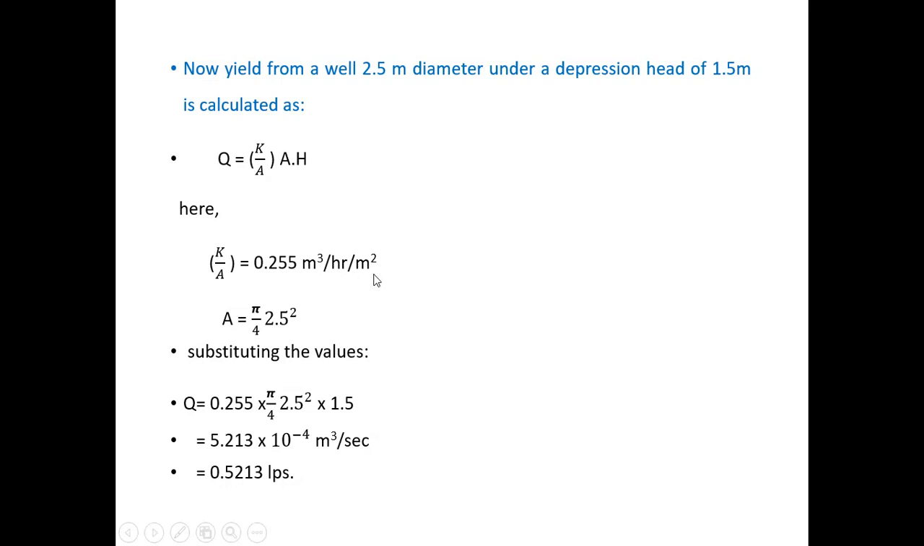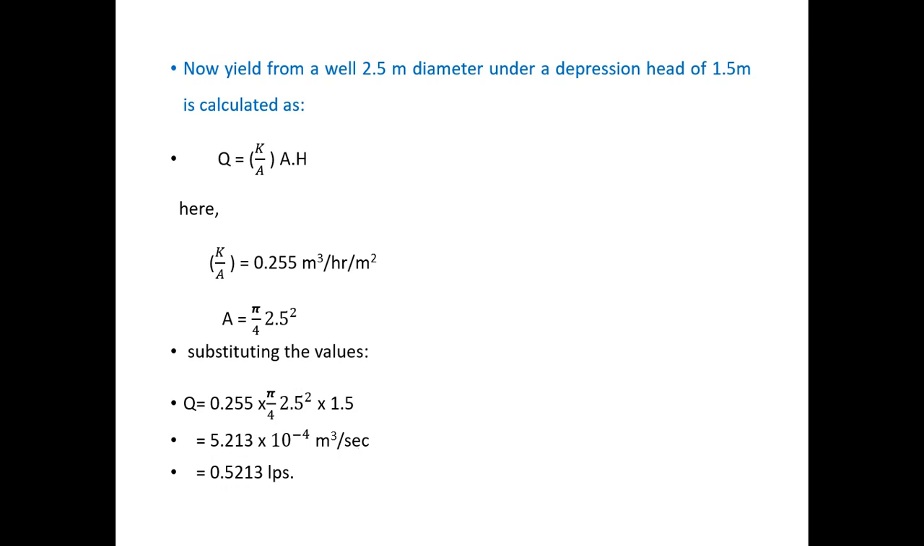0.255 cubic meter per hour per square meter. A is nothing but the cross sectional area of the well, pi by 4 d square, and H is nothing but the drawdown in the well or depression head in the well. Substituting the values, Q equals K by A into H. This is the area and this is the depression head. After solving this, we can get 5.213 into 10 to the power minus 4 cubic meter per second.